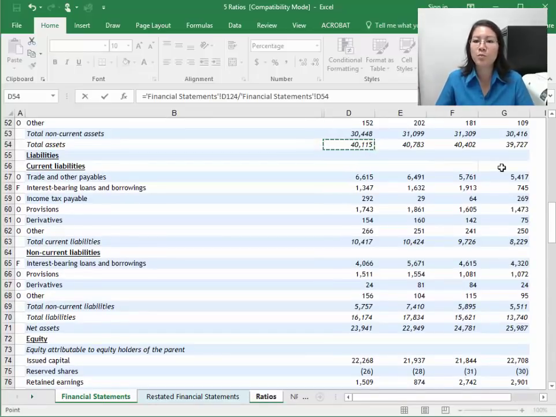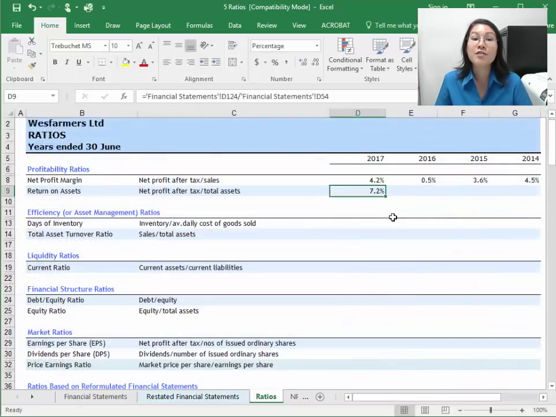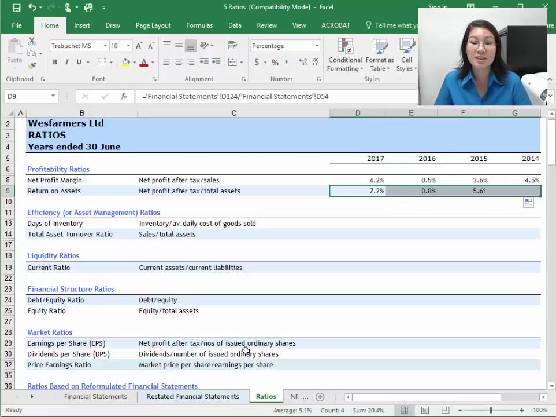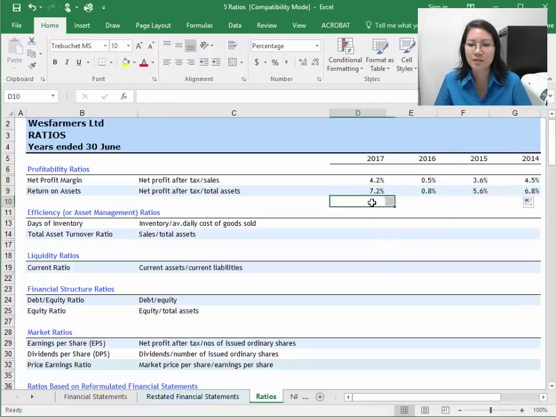Make sure you're using it in the right column. So I'm using my 2017 column. Once I fill the formula in once, that's all I have to do. Excel does the rest for me. It's beautiful. I love it. So for every dollar of assets, I'm generating 7.2 cents in net profit.